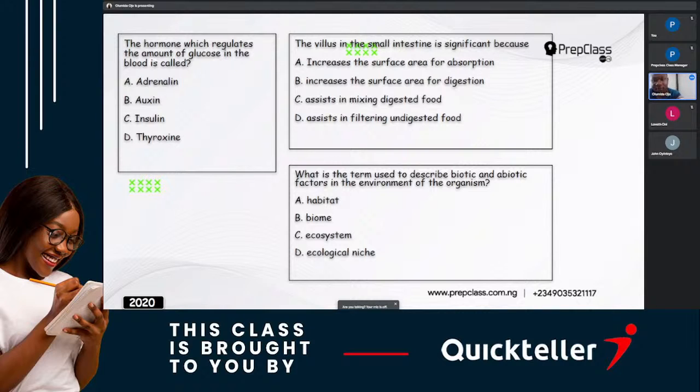So as I was saying, the hormone which regulates the amount of glucose in the blood is called insulin. Adrenaline is the hormone for shock absorber. Then we have the auxin. The auxin is the hormone for plant growth. The insulin is the hormone that helps regulate sugar and glucose in the blood.